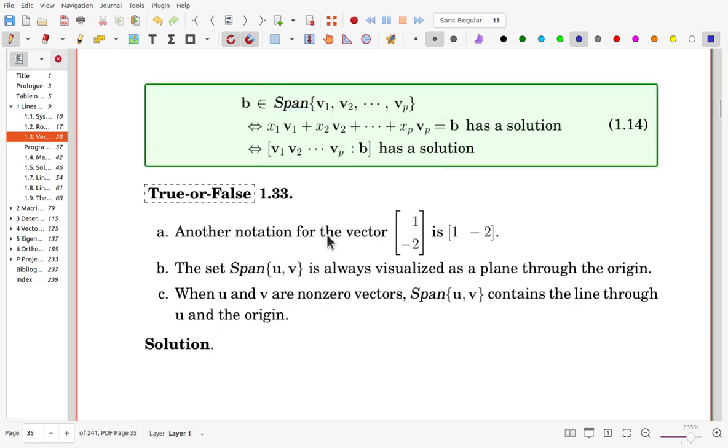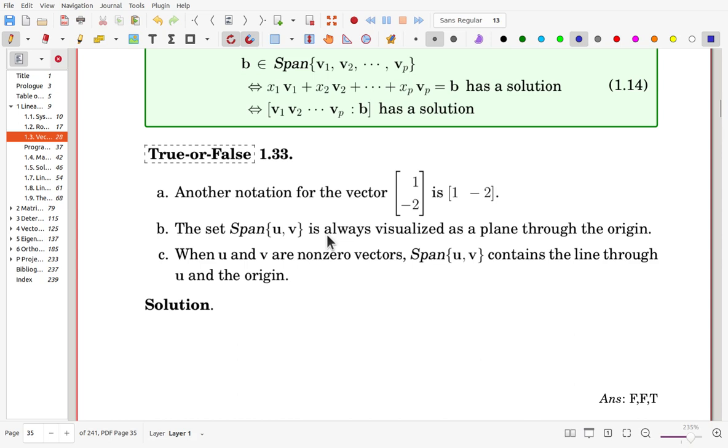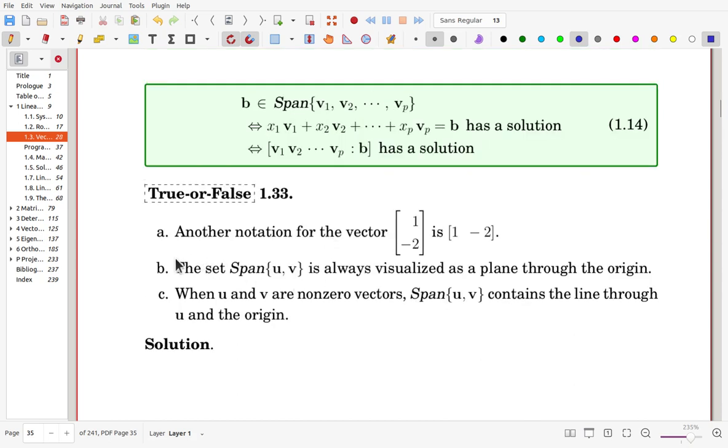Okay, now we have true or false problems. Another notation for the vector (1, -2) is [1 -2]. So that means this vector and this one are the same. Is it true? It's not true. This is a column vector, but the shapes of this one and that one are different, so they are not the same. So it is false.